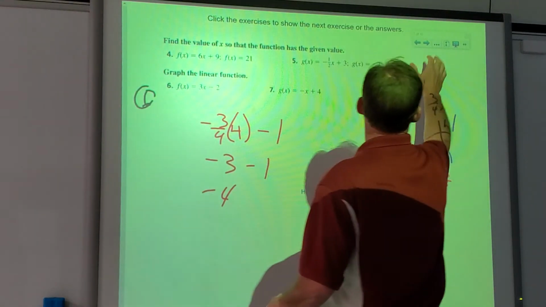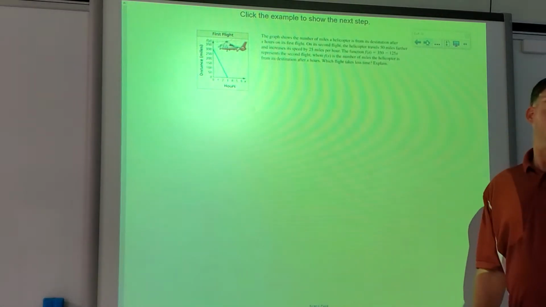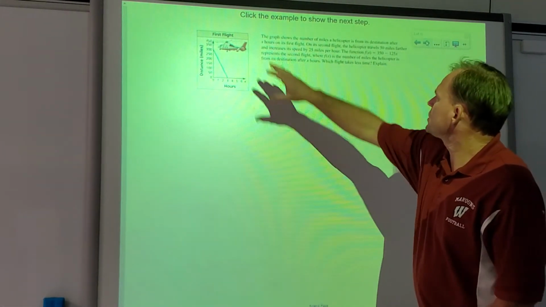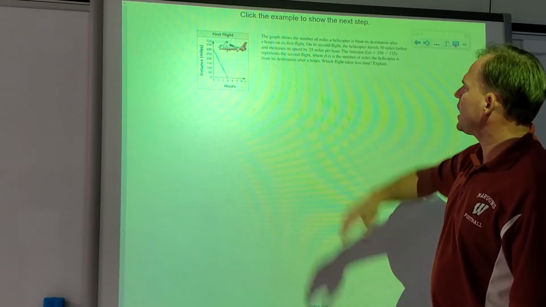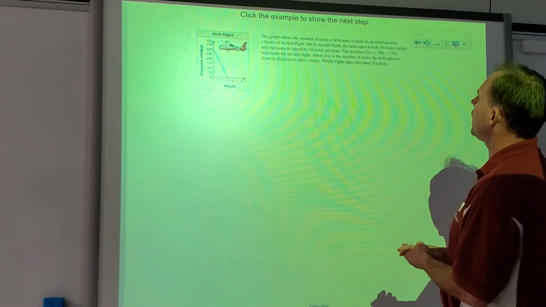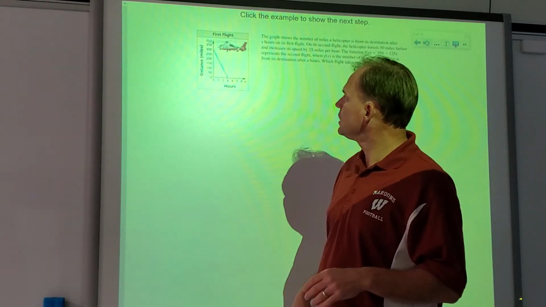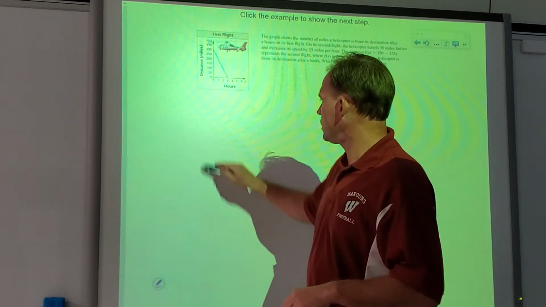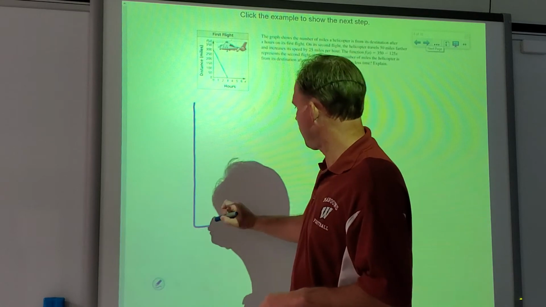All right, and talk about some word problems. So this says this is a graph of the miles of a helicopter. So first off, you need to be able to interpret and read these graphs. This is its first flight. So I'll draw this a little bit bigger for you.